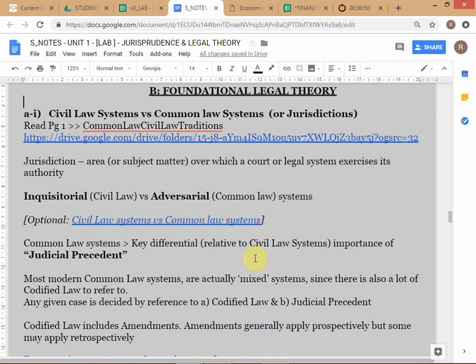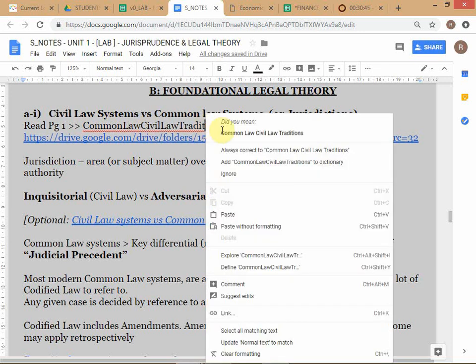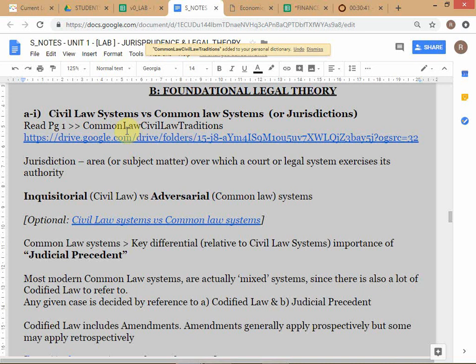Now, foundational legal theory. We'll study a few terms again, something that you have to be aware of. Read this article. It is in your folder, the readings and statutes folder. I've given a link also here. If it doesn't work, just go through the folder. Just read page 1 of this, for your own homework.